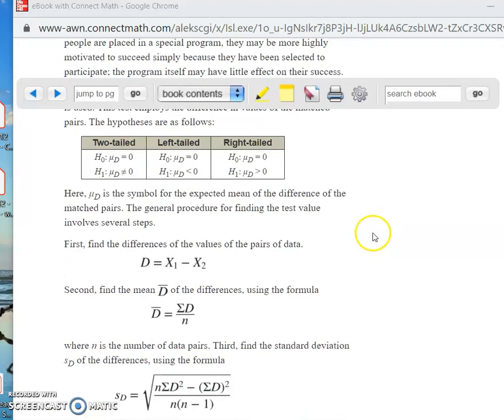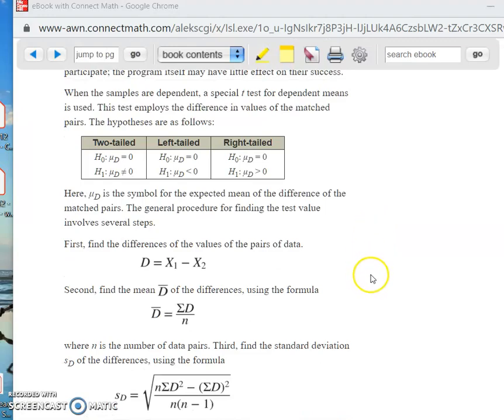Okay, so based on my experience, this little section here, this little subsection here, is kind of hard for students to get their arms around. Let me try to help you.